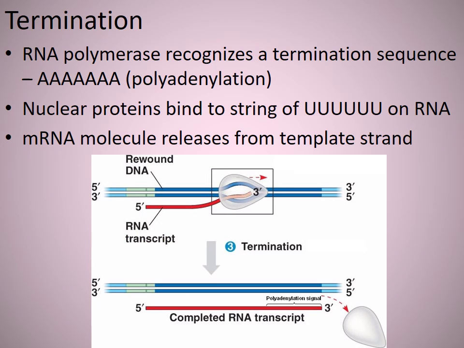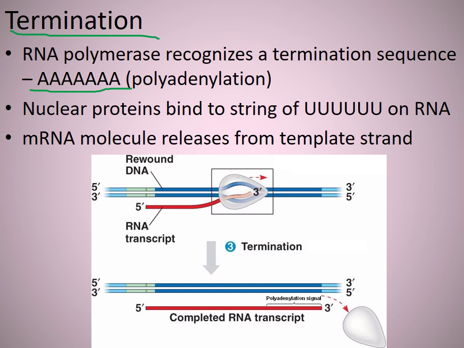Well, once the mRNA strand has been synthesized, the last process here in transcription is known as termination. Okay, and basically RNA polymerase will recognize a termination sequence. All right, basically it will read a bunch of A's here. Okay, a lot of A's in the DNA. Well, what happens here is nuclear proteins will bind to a string of U's on the RNA. All right, once that happens, the mRNA molecule will release from the template strand.